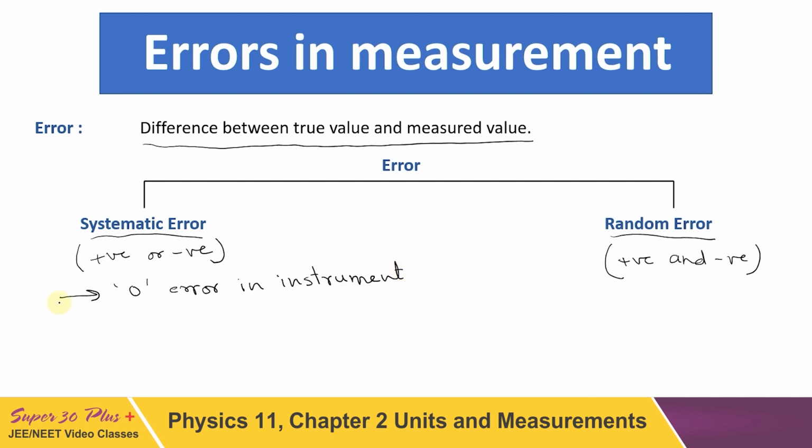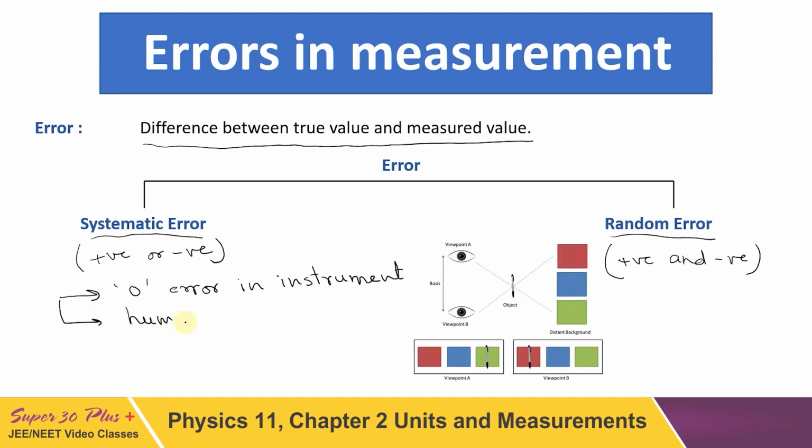The second reason can be human biasness. Now what is human biasness? If one has the tendency to take the reading while standing on the right side of the meter or on the left side of the meter, this kind of biasness will introduce a parallax error. This will produce a systematic kind of error because either it will be always from the right side or always from the left side. So this kind of error will be there, which is either positive or negative.